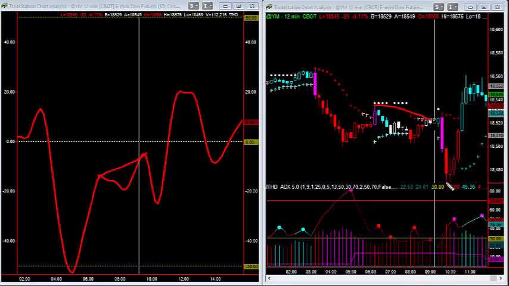Notice that we now make a new low in price right here. But look at what happens over on the RSI. We went from this low to a higher low. Again, this is your divergence between the RSI and your price chart.